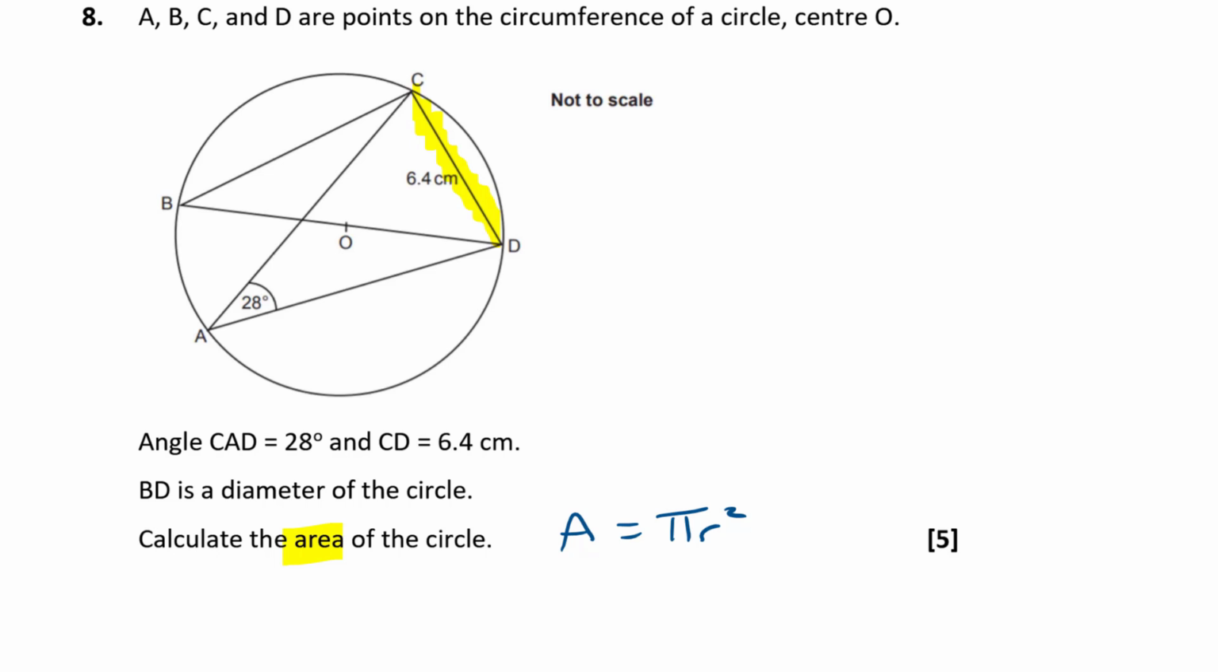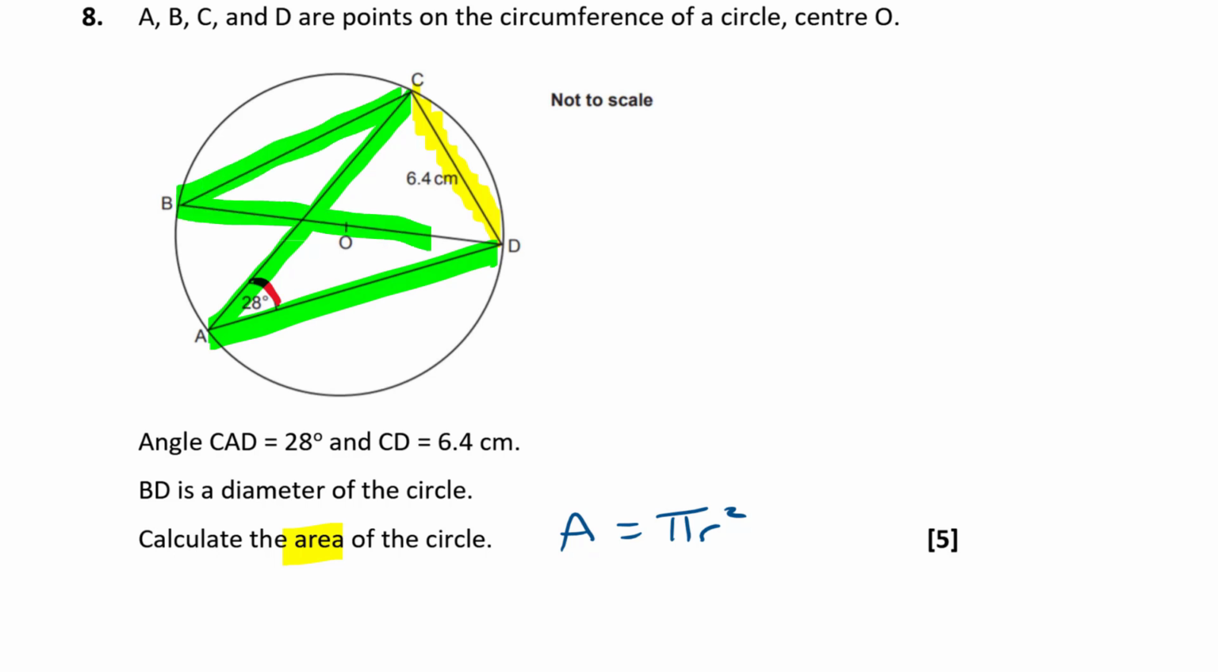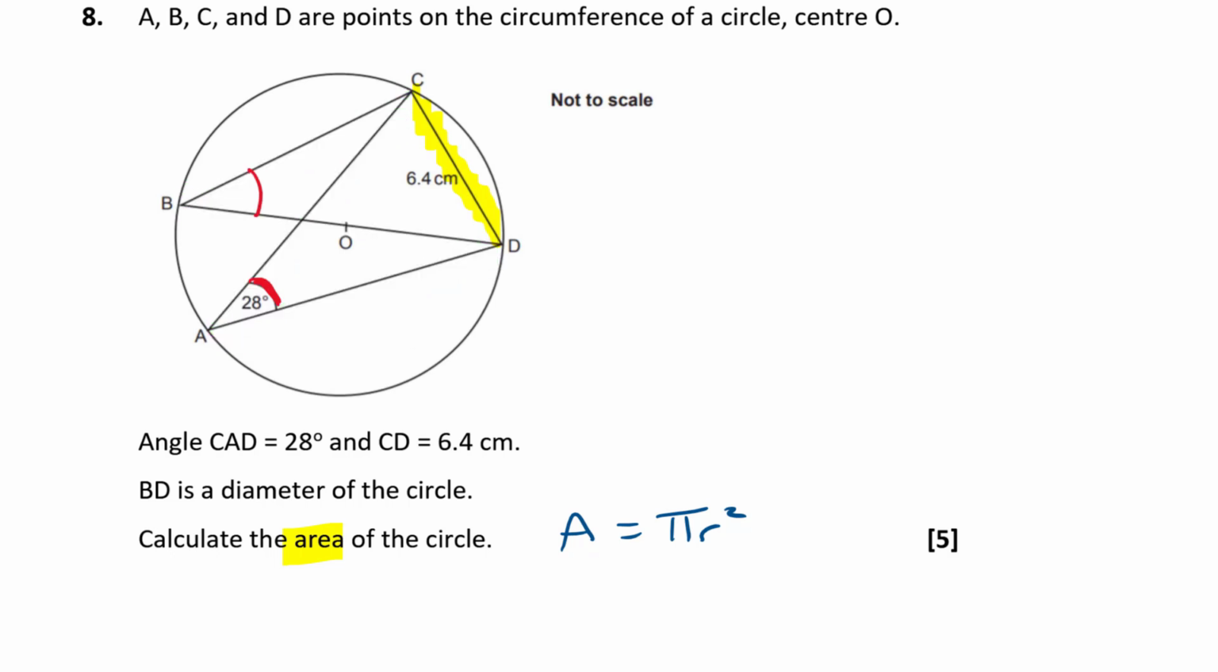Well, firstly, let's use some of our circle theorem knowledge. We've got an angle here, 28 degrees, which is being subtended from the chord CD, isn't it? So you can see that that angle is coming out of that chord CD. Now this angle up here is also being subtended from that same chord, which means that that angle there must also be 28 degrees.